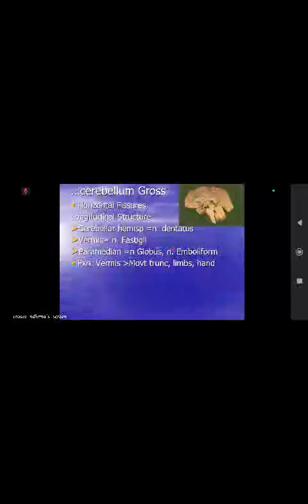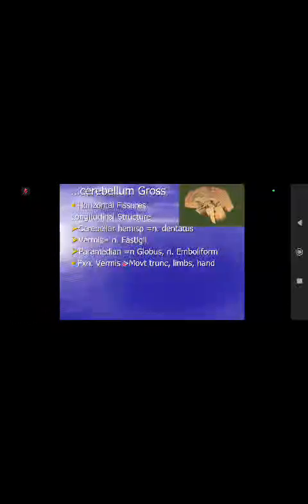So we have the vermis and the fastigial nucleus. For the intermediate part, we have the globose nucleus and the emboliform nucleus. All these nuclei, like I've said, are very important relay stations for the fibers going to the cerebellum and the fibers coming from the cerebellum.